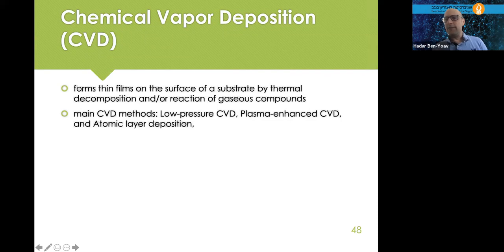The main CVD methods are divided into three. We have low pressure chemical vapor deposition, which needs a very low pressure, or plasma enhanced CVD. And the third one is atomic layer deposition, ALD. All are names for different techniques, different tools.